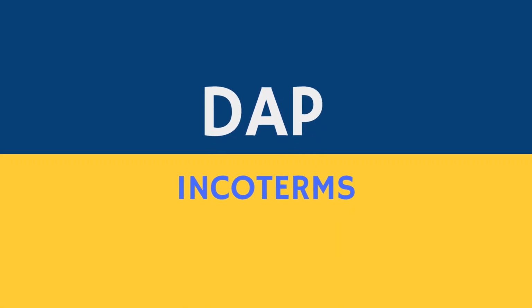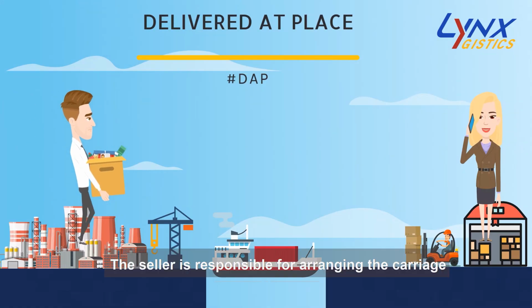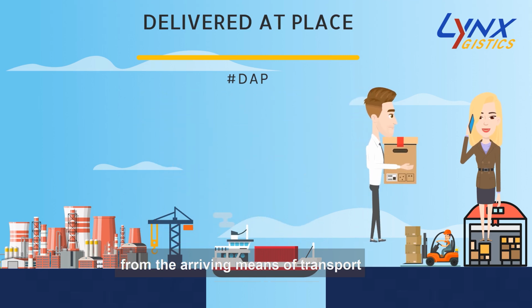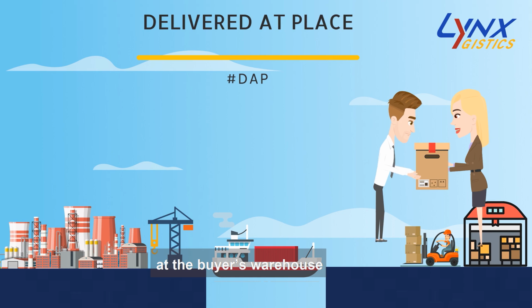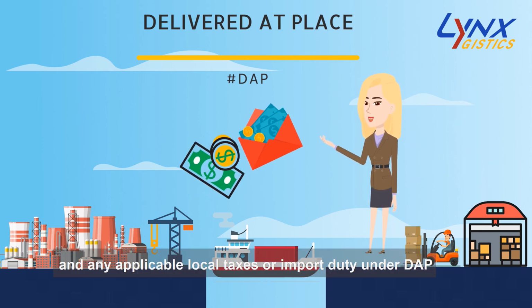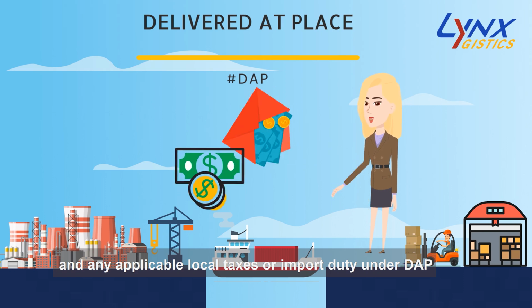DAP, delivered at place. The seller is responsible for arranging the carriage and for delivering the goods, ready for unloading from the arriving means of transport at the buyer's warehouse. The buyer is responsible for import customs clearance and any applicable local taxes or import duty under DAP.